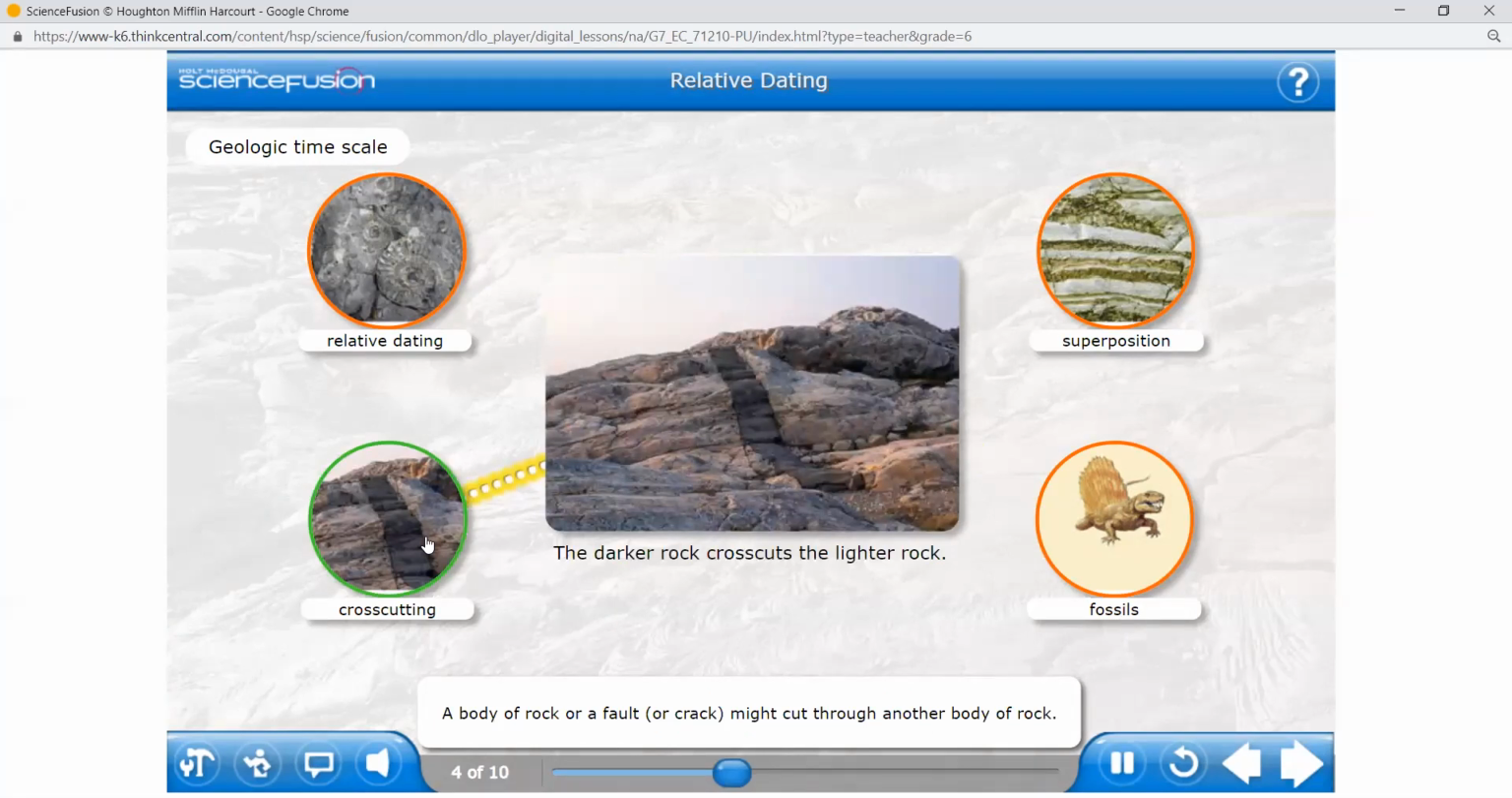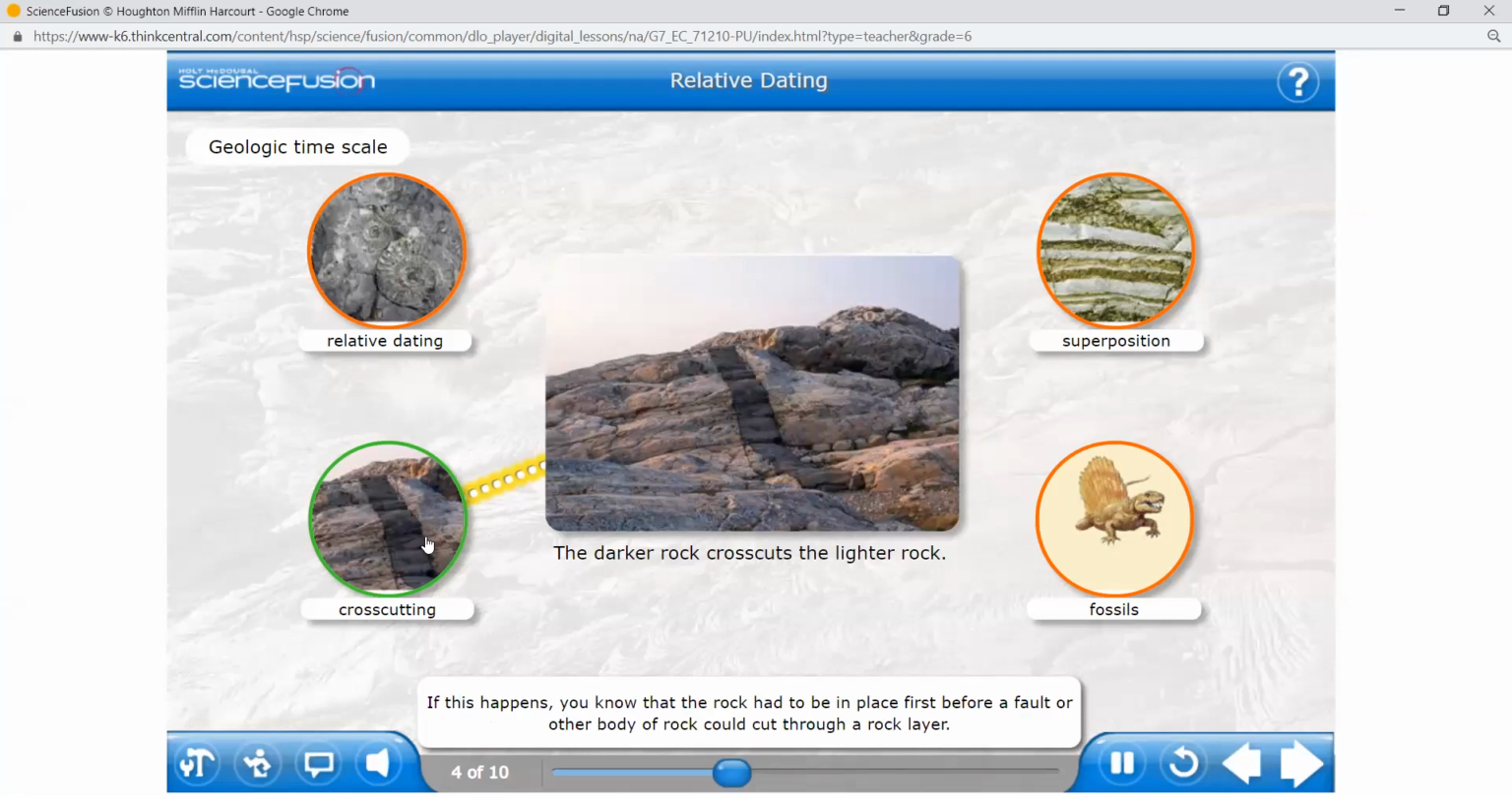A body of rock or a fault or a crack might cut through another body of rock. If this happens, you know that the rock had to be in place first, before a fault or other body of rock could cut through a rock layer. This rule is called the law of cross-cutting relationships. It states that a fault or body of rock must be younger than any feature or layer of rock that the fault or rock body cuts through. Cross-cutting relationships are useful in relative dating. In this example, the darker rock intrusion is younger than the lighter rock that it has cut through.